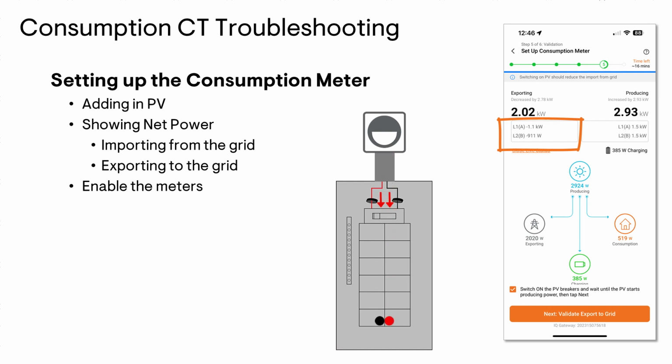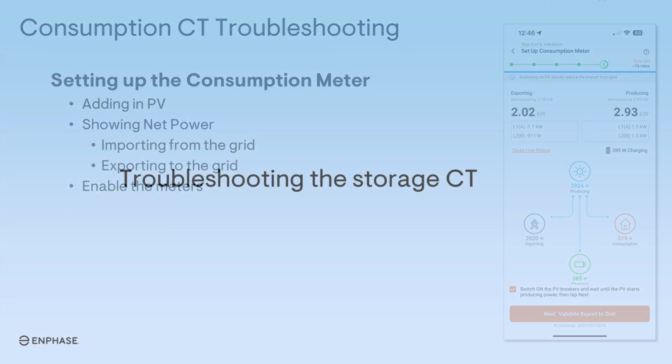But as we're exporting to the grid, that current is flowing backwards through those CTs, which is going to give you a negative value. But because of the settings we've set within the gateway for the software, it knows that if we're going to be producing more than we're consuming, we may expect to see those CTs see a negative value, which we're assuming is going to be exporting back to the grid, which is why we're showing an exporting value there. Once everything looks good on this screen, we can go ahead and move on to the next step.